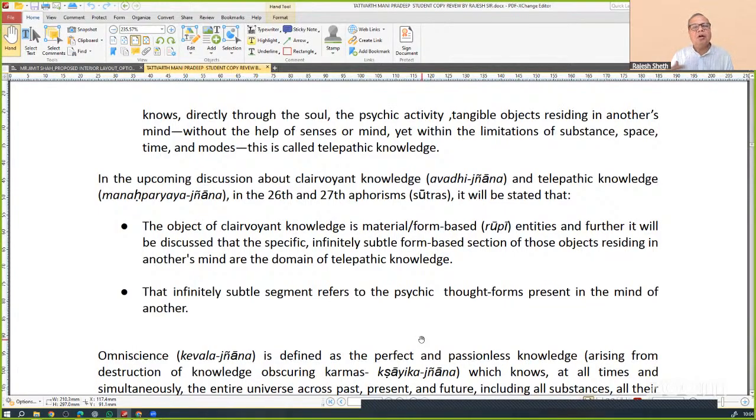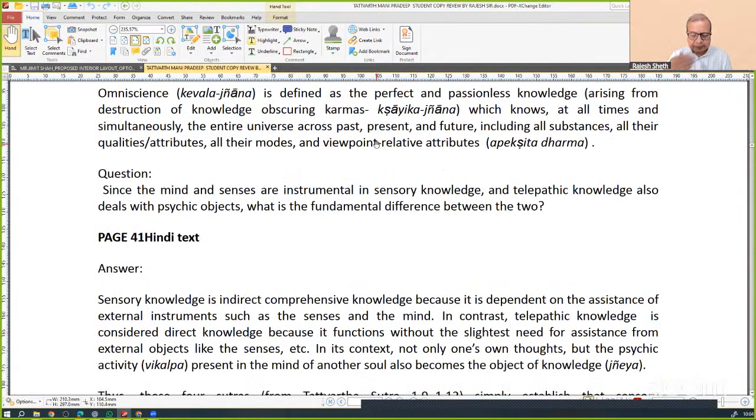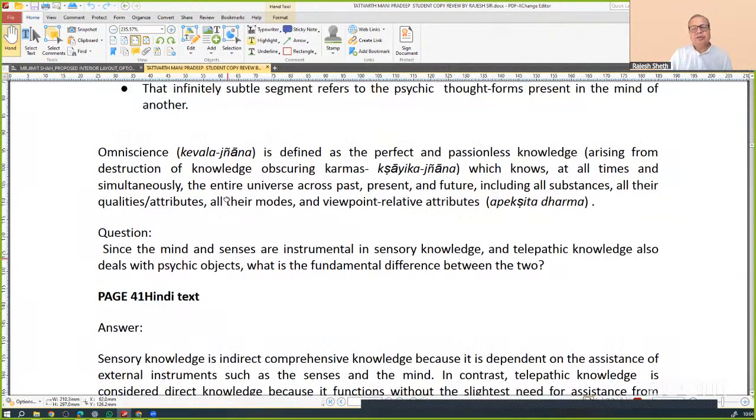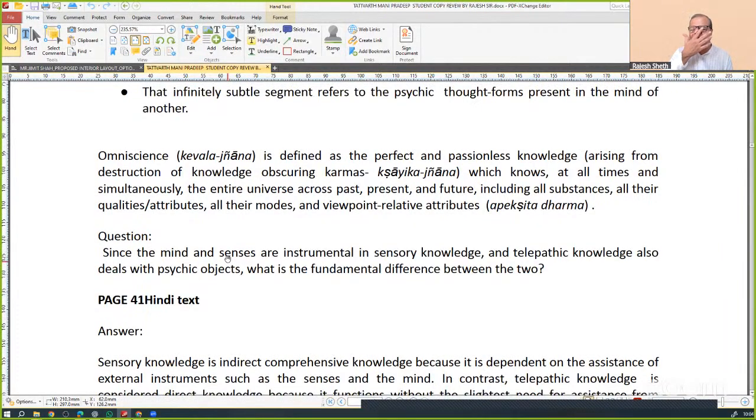So don't fall for these attractions about clairvoyance knowledge and telepathy knowledge and all. Whatever we have, just use that knowledge to focus on the self. That is what is required for us, for our welfare, for our well-being, for our happiness. Now the question comes: what is the fundamental difference between the two? One more related question to it.